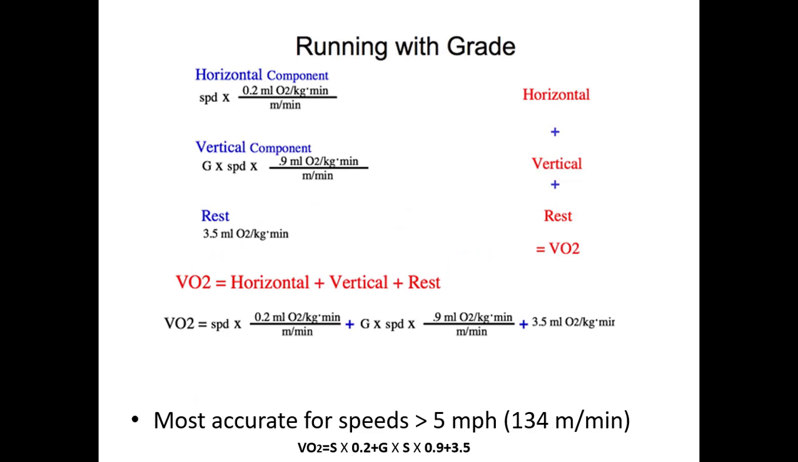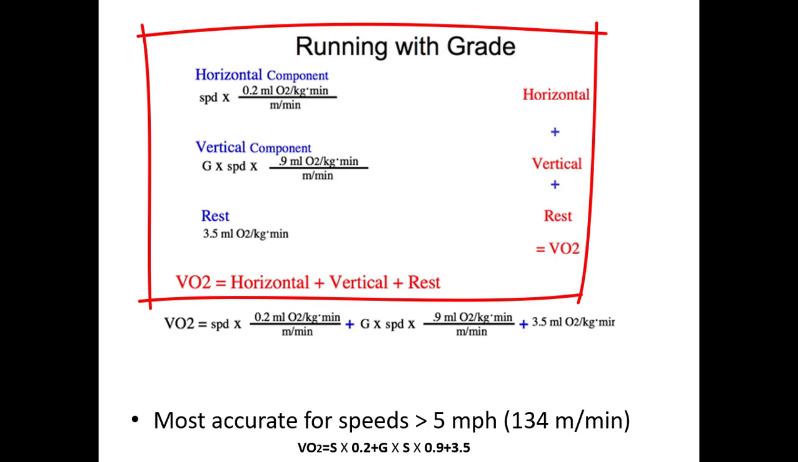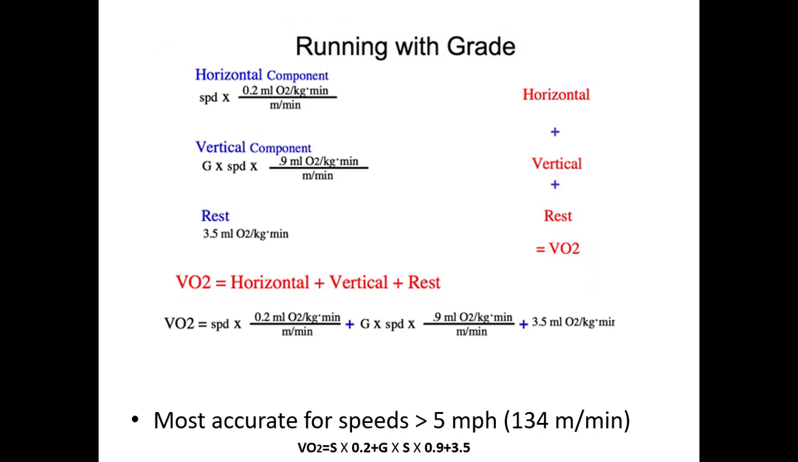Next one is running with grade. This is the ACSM metabolic equation for running with grade. What is the difference between running and walking? Just the constants. Class, please watch here. VO2 equals speed multiplied by 0.2. This 0.2 is the constant for running. Did you remember, for walking it is 0.1, but running is 0.2. And plus grade multiplied by speed multiplied by 0.9. Remember, walking is 1.8, but running is 0.9. See, it's just different constant values, right? And plus the resting value 3.5.